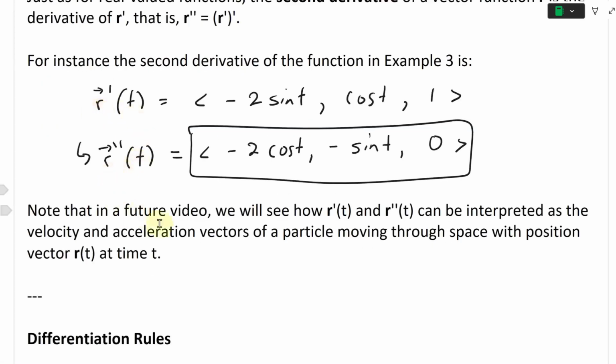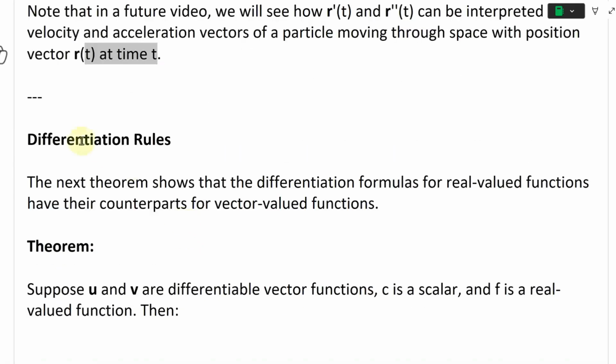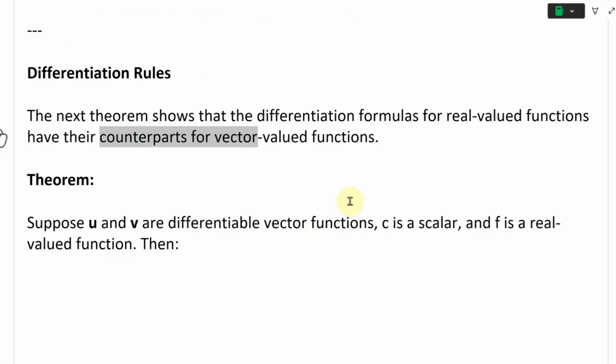Now note that in a future video, we will see how r prime of t and r double prime of t can be interpreted as the velocity and acceleration vectors of a particle moving through space with position vector r of t at time t. So stay tuned for those videos. And now go to the next section, differentiation rules. The next theorem shows that the differentiation rules for real valued functions have their counterparts for vector valued functions.